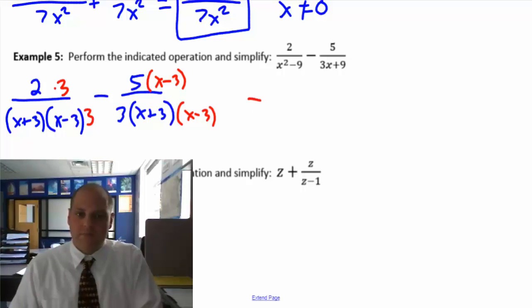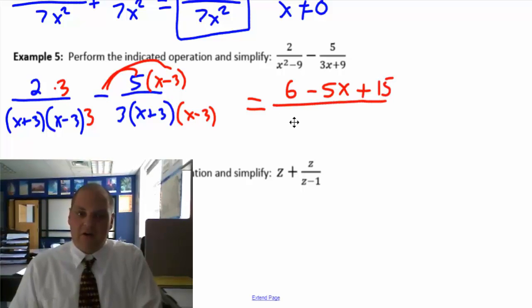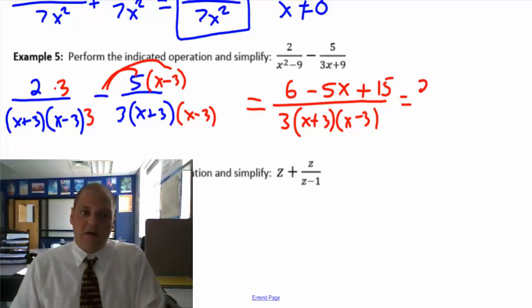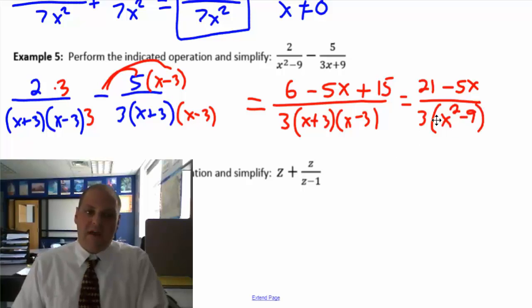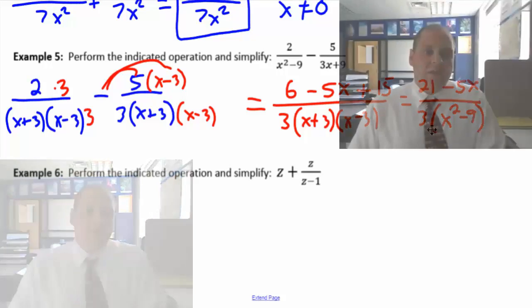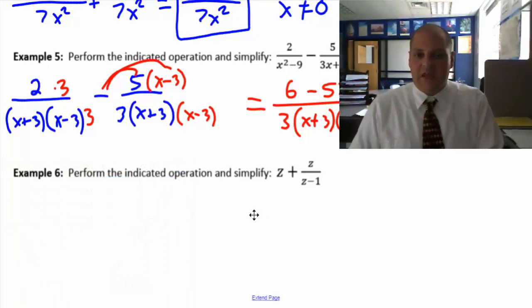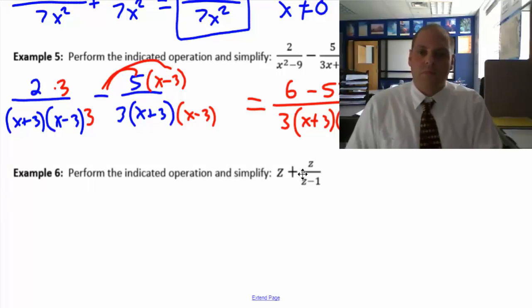All right, so this is 6, and I'm going to go minus 5x, and then negative 5 times negative 3 is plus 15. That's where mistakes are made if we're not careful. 3 times x plus 3, x minus 3. Now I can simplify. I have 6 and 15 is 21 minus 5x over 3, and I'll call that x squared minus 9. We know that goes back to x squared minus 9, and that does it. We have nothing to reduce, and that's all we can do. We can't do 3 over 21. We have no common factor, so we can't go any further there.